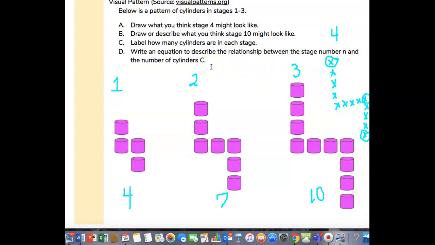All right, so we can guess that there's going to be 13 in this one here, 13. And now let's check. 1, 2, 3, 4, 5, 6, 7, 8, 9, 10, 11, 12, 13. Okay? All right, so now we have to write an equation for the number of cylinders.